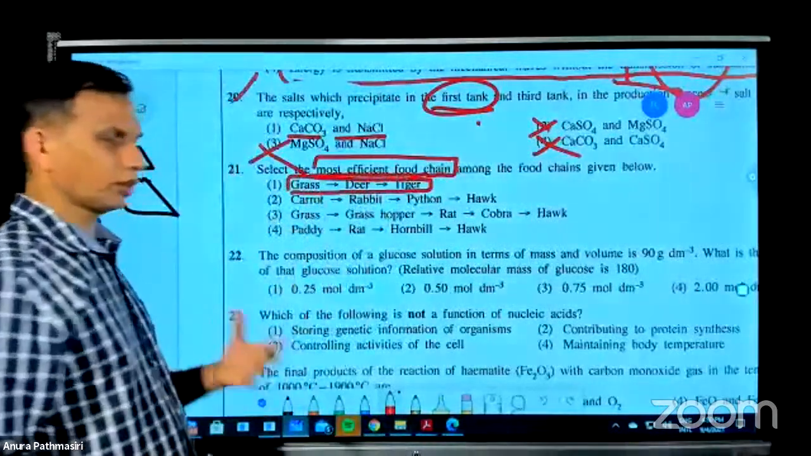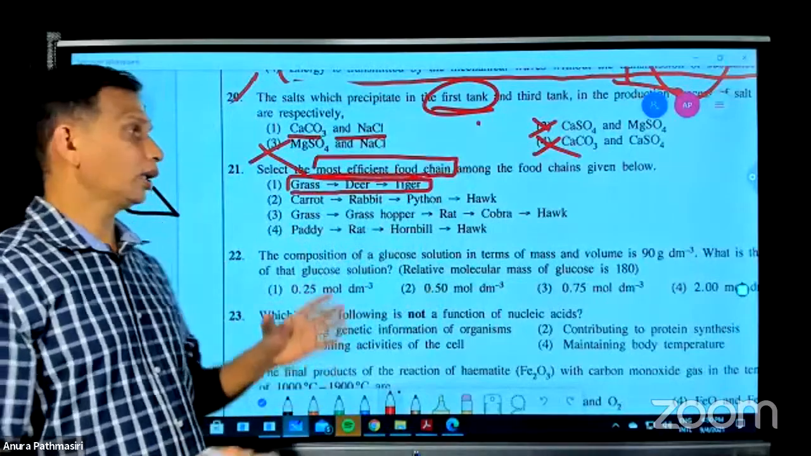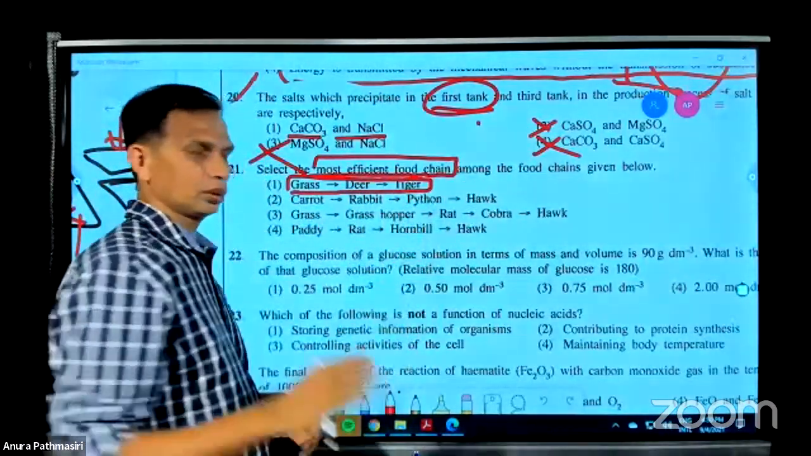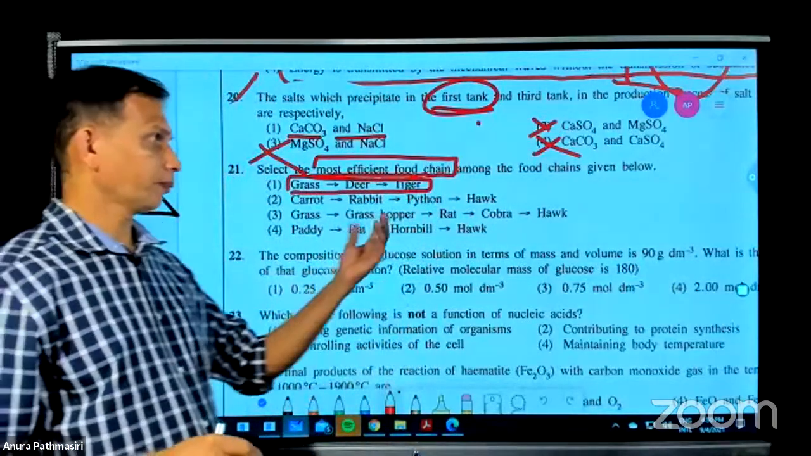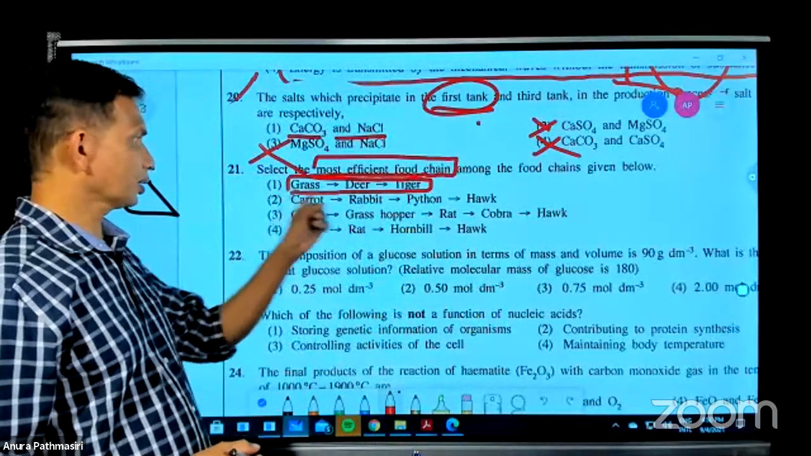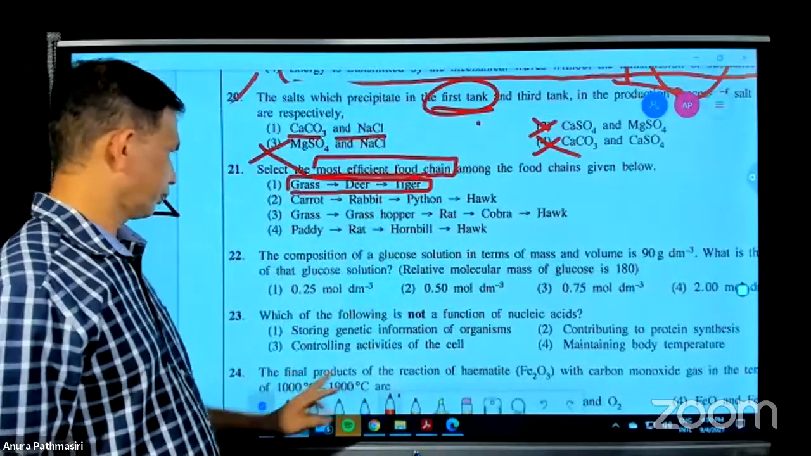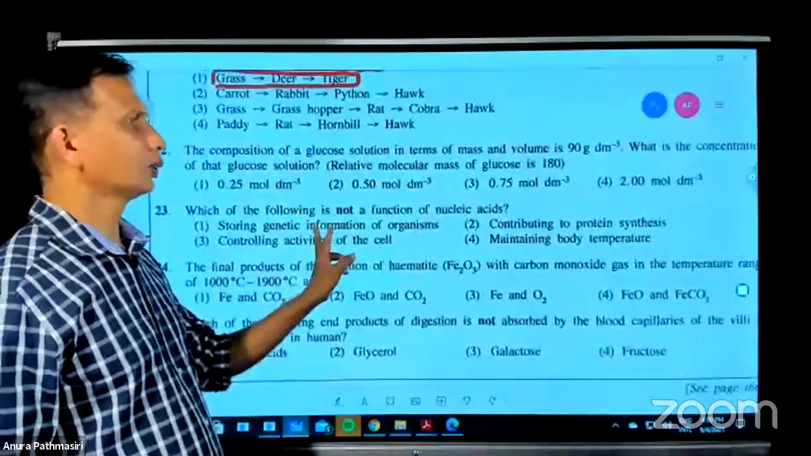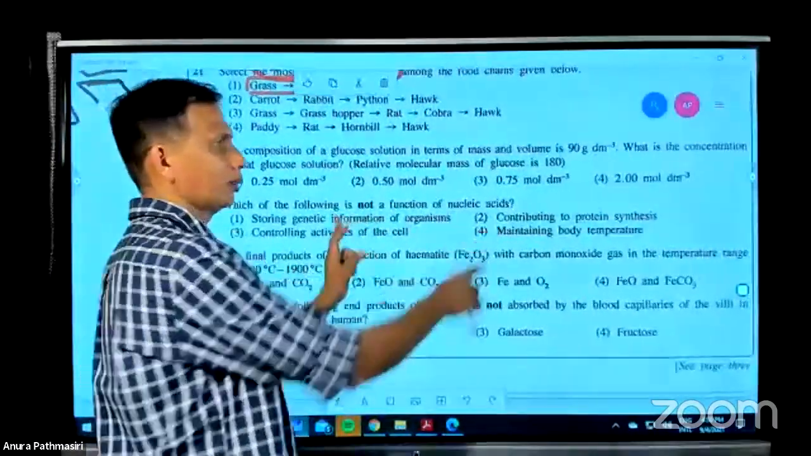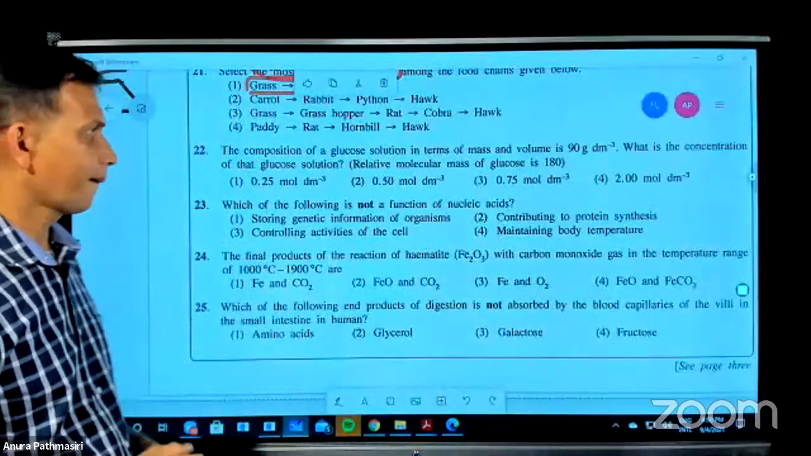Grass, deer, tiger. So the energy is passed straight away, rather than going through four elements of the food chain, right? So the correct answer is number 1. Do you agree with me? Don't get angry. But are you going to be angry with me when I talk about your personal life, like what I said earlier?